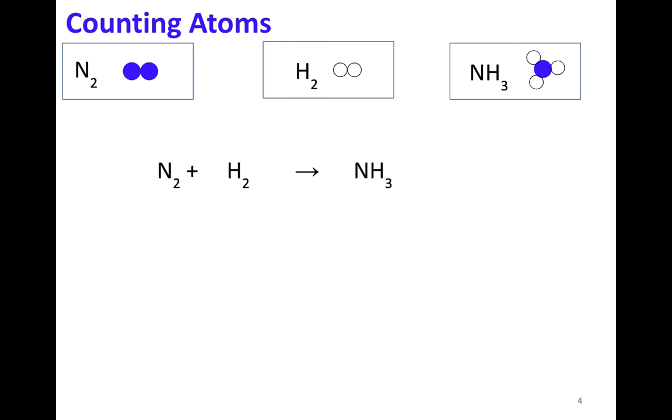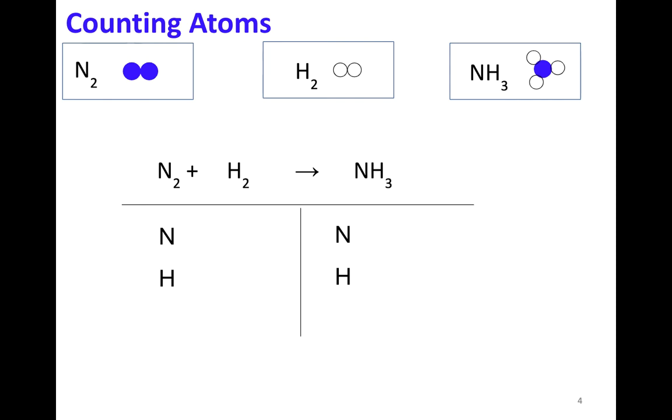Now we have to look at the numbers of atoms. So we're going to draw a T-chart, with the vertical part of the T under the yields arrow, and we're going to list the atoms that show up on either side of the arrow. For the reactants, we have nitrogen and hydrogen. Then we go over to the product side, and we also have nitrogen and hydrogen. And that needs to be true. The types of atoms should be identical on both sides.